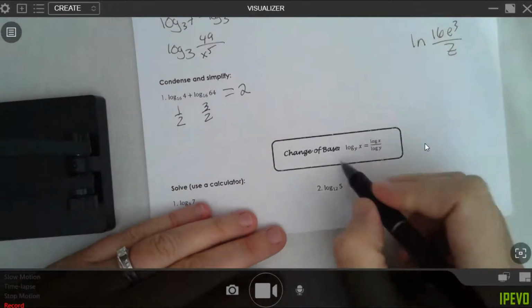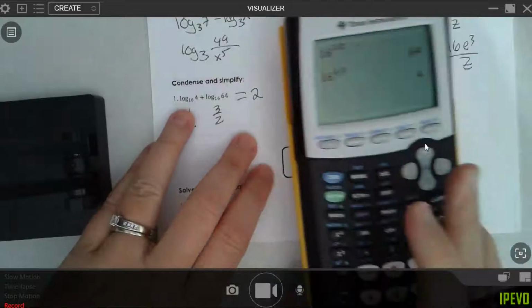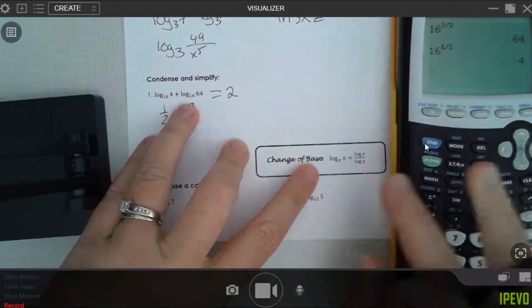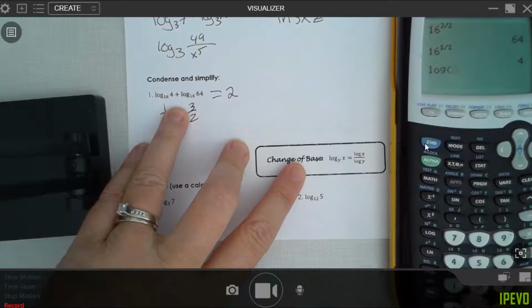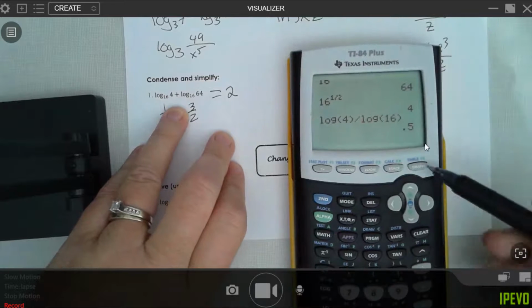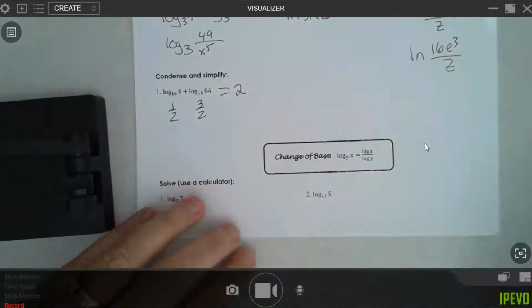So we have this formula called change of base, which tells you that if I wanted to do log base 16 of 4, if I use this right here, it'd say I would do log of 4 divided by log of 16. And it also tells me that my answer is 1/2. So without having to know it was 1/2, the calculator tells me it's 1/2. So we're going to do change of base.